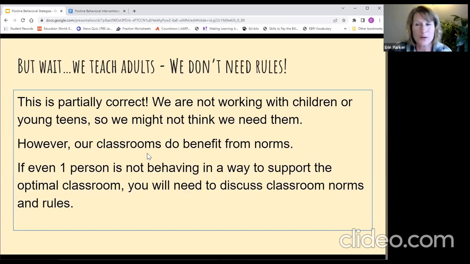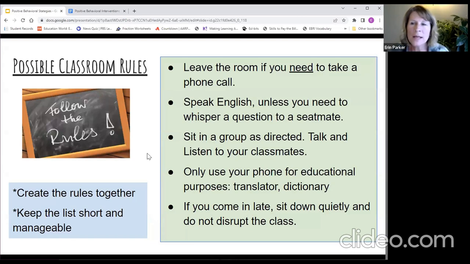Because if one student is not behaving, or is exhibiting negative behaviors, it can really disrupt everyone. So we came up with some possible classroom rules. And some of the ideas that we got from Panda, this idea of creating rules together, keeping the list short and manageable, are suggestions for creating rules. But we just came up with a few that we feel we need and that we're using.